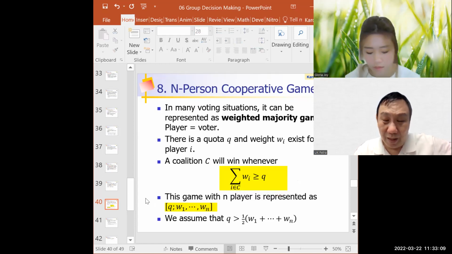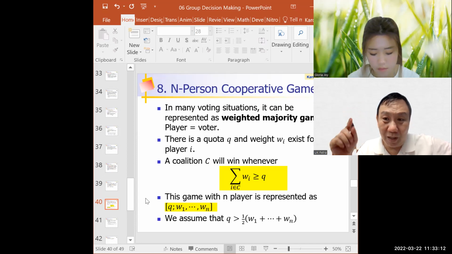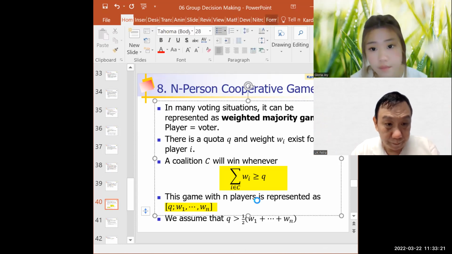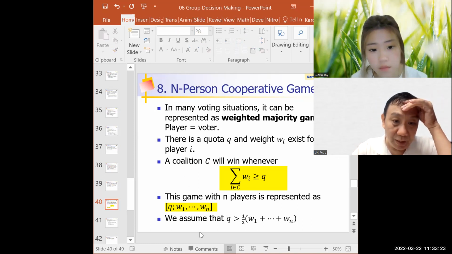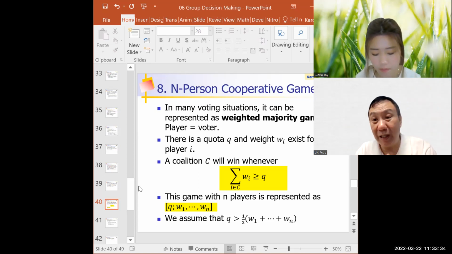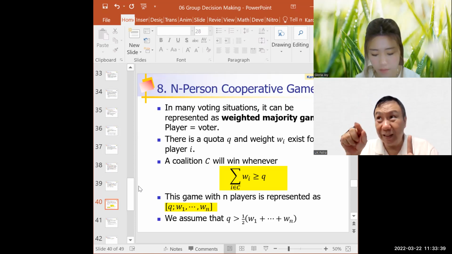So the game will be expressed as a very simple game like this: Q; W1, W2, W3 and so on until Wn. n is the number of players. So this is the assumption that the Q must be larger than the total weight, right? Because it's a majority game, so it must be above 50%. Q must be larger than, not equal, larger than.